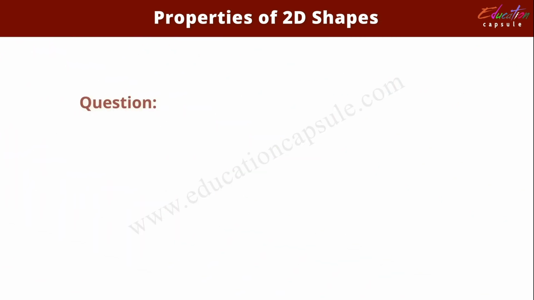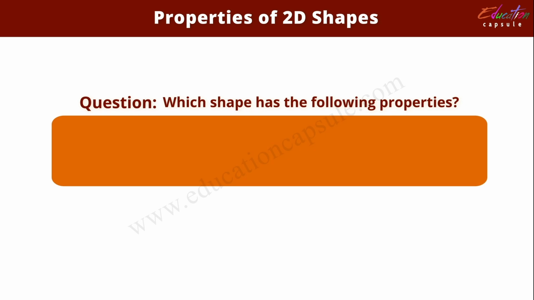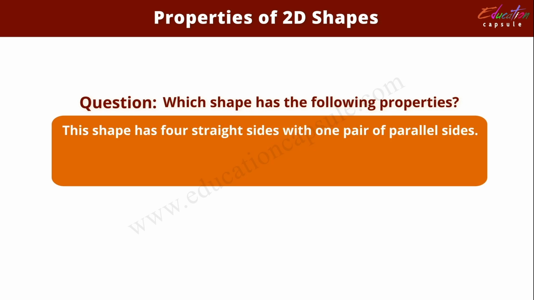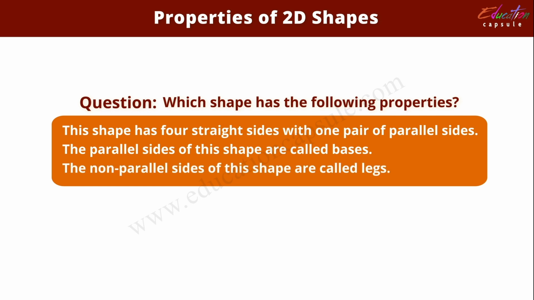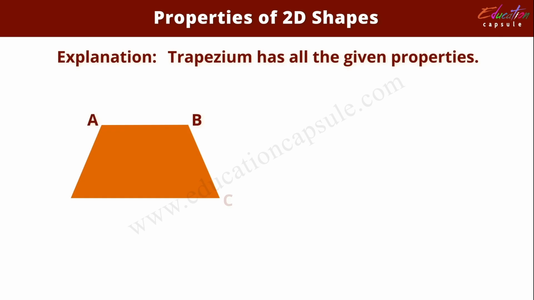Now, let's try a question. Which shape has the following properties? This shape has 4 straight sides with 1 pair of parallel sides. The parallel sides of the shape are called the bases. The non-parallel sides of this shape are called the legs. Trapezium has all the given properties.